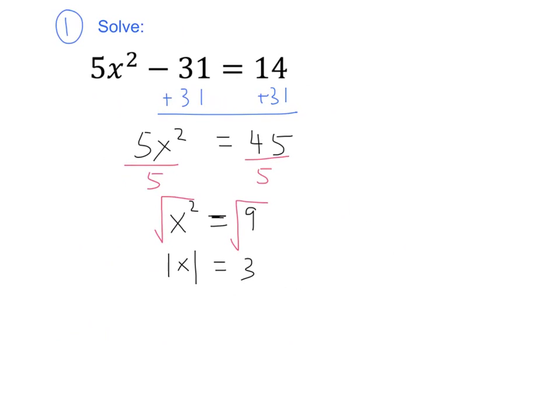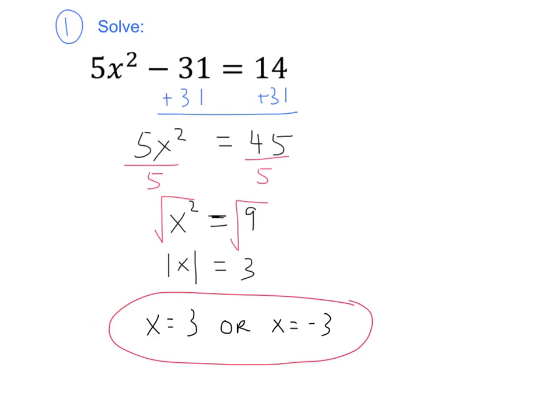I want you to think about that. What are the solutions to that? Well, this is saying that x, its distance away from 0, has to be 3. What two numbers have an absolute value or a distance away from 0 of 3? The answer is 3 or negative 3. Both of those are 3 spaces away from 0, and both of those would make this true.